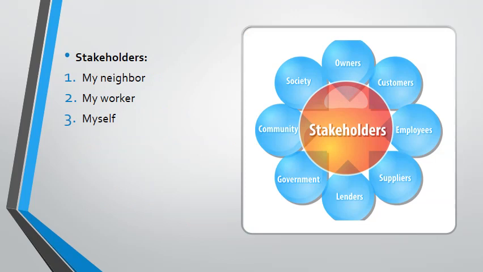There are some key people who are involved in the project, so those people are called stakeholders. The stakeholders in this project are my neighbor, who is the client, the person who gave me the requirements and the one who will approve the project. The worker, who is in charge of doing the construction and the design of the shed. And myself, who will be working as the project manager.